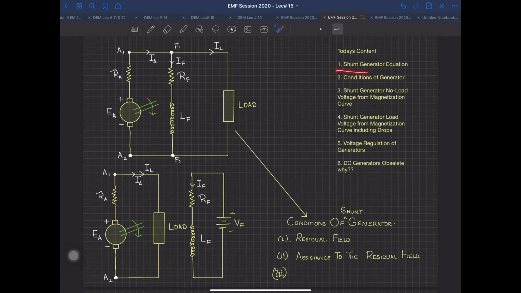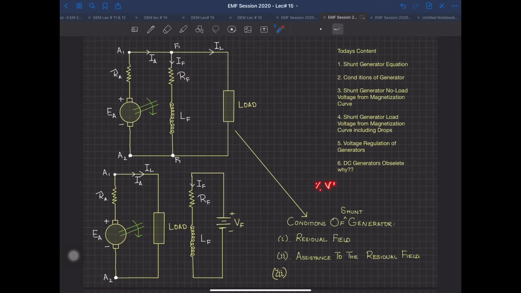So today's contents are related to the shunt generator, and then we are going to talk about the conditions of a generator, which are marked over here. I will talk about them a little later. Then how the shunt generator no load voltage is going to be talked about, and some linkage to the experiment which you have been doing in the lab, certainly the components of voltage drop, because there is certainly going to be a voltage drop, and the voltage drop is certainly going to be measured in terms of your voltage regulation.